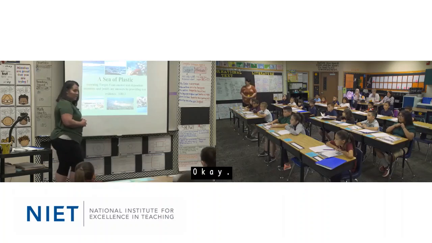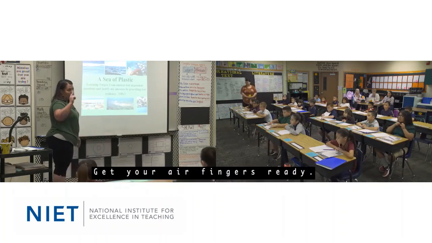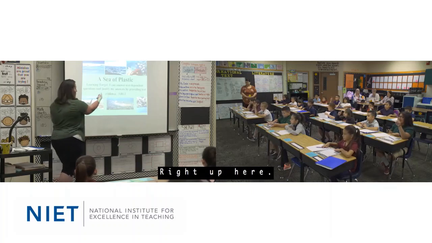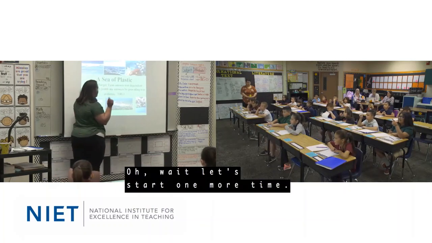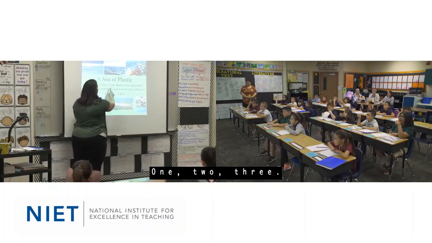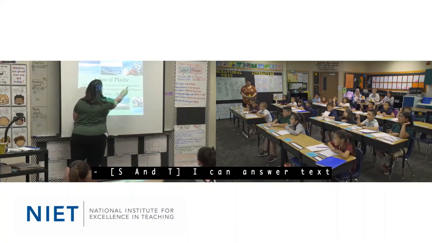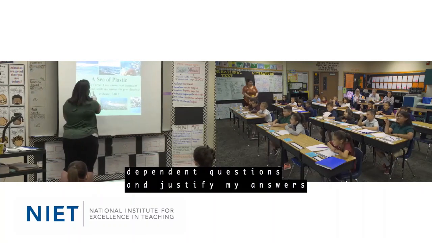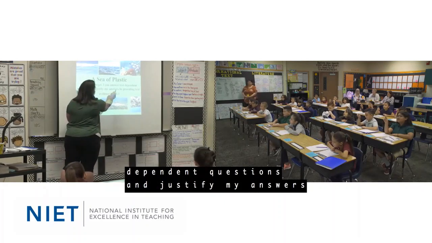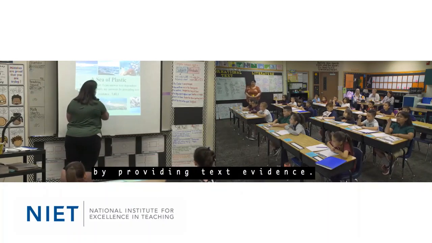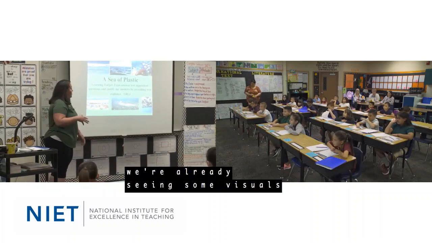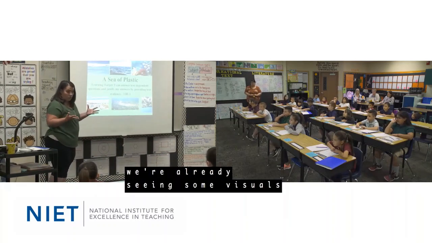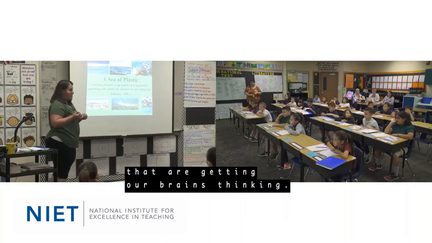Okay? Can I get everybody to read this with me? Get your arrow fingers ready. Right up here. One, two, three. Oh, wait, let's start one more time. One, two, three. I can answer text-dependent questions and justify my answers by providing text evidence. Perfect. So, when we start our lesson, we're already seeing some visuals that are getting our brains thinking.